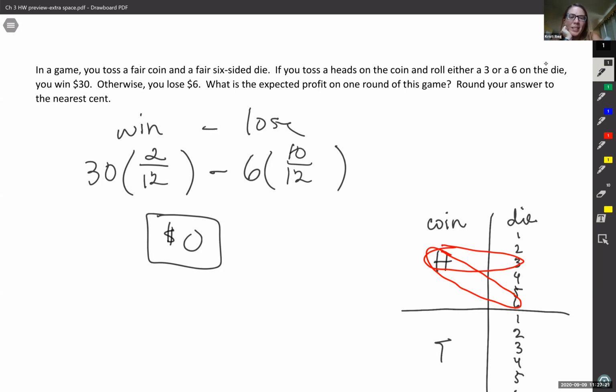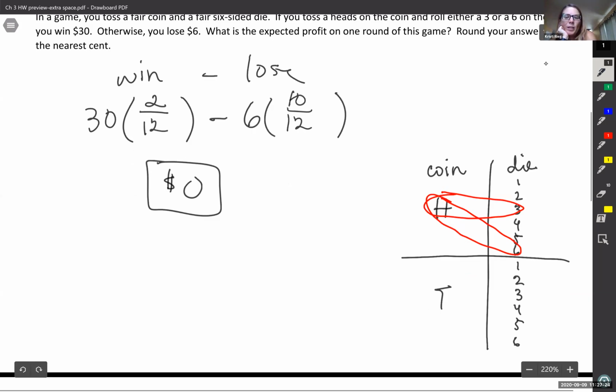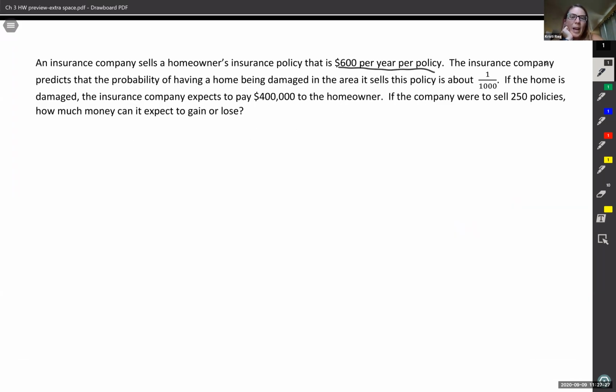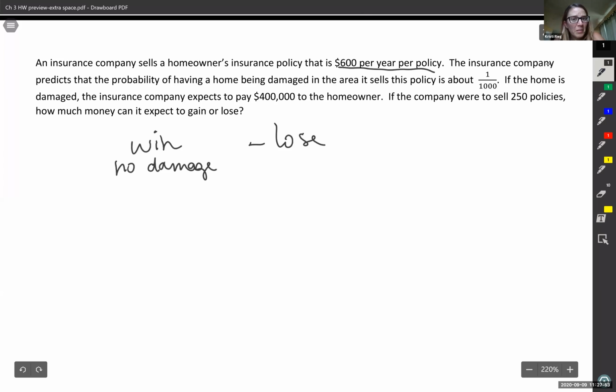But in this problem, there is a buy-in because we have a homeowner's policy. With a homeowner's insurance policy, we have to pay money every year, so we are paying into this policy. We are doing this from the company's point of view. So from the company, it's always win minus lose. A win would be no damage. I guess this would really be for everyone, right? Not having your house explode is a win for you and for your insurance company. But a loss money-wise for your insurance company would be damage to your house.